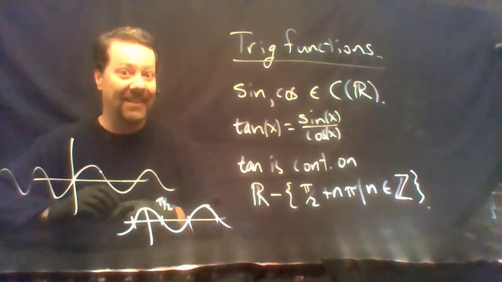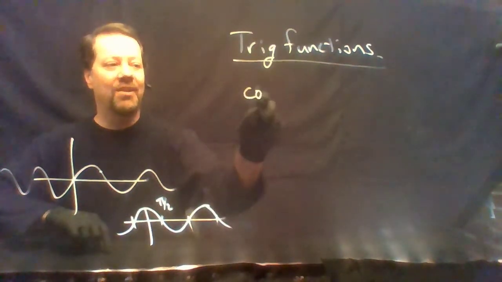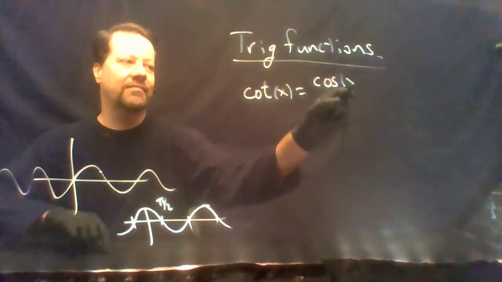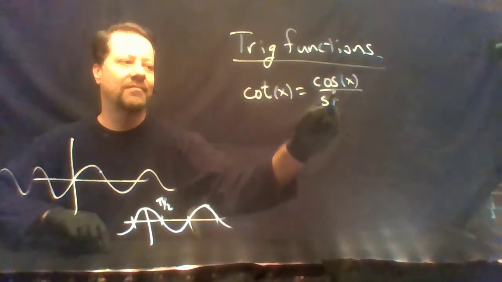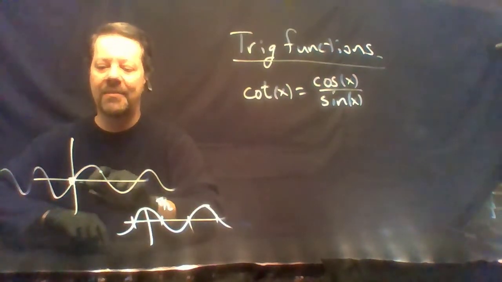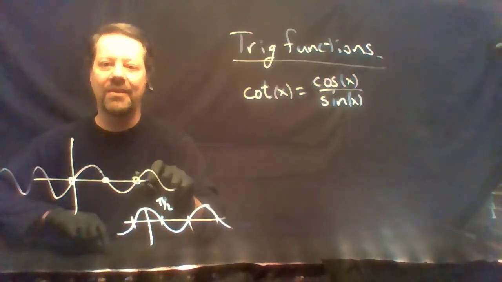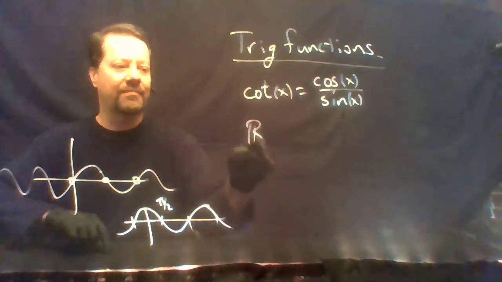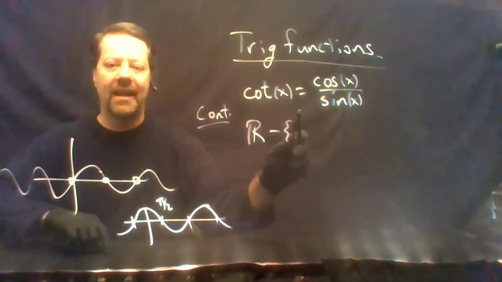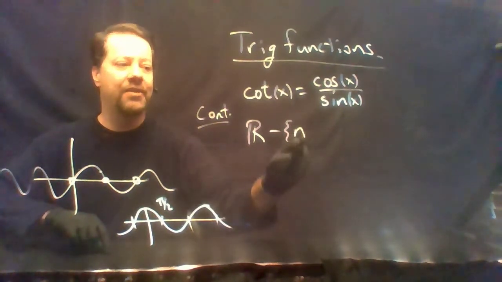Check that out. So where is the cotangent function continuous? It's continuous everywhere except where sine is equal to 0. And sine is 0 at every integer multiple of pi.